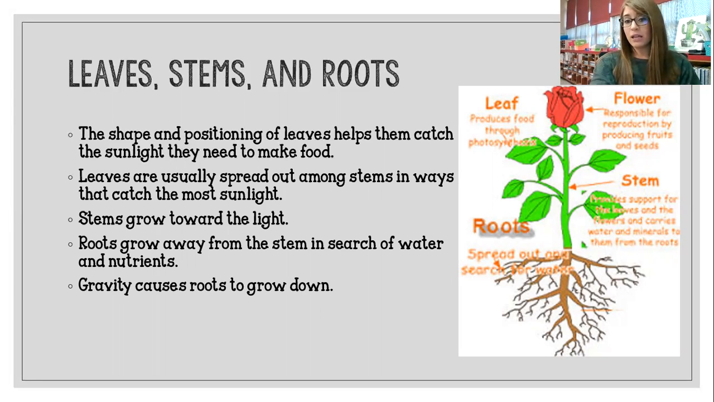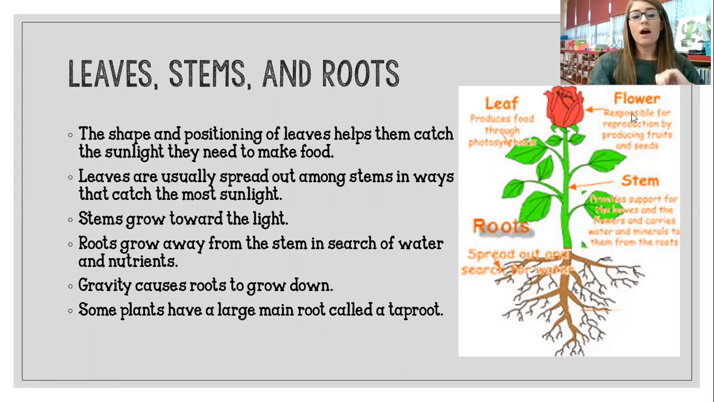All right, so we've got our leaves, which produce the food through photosynthesis. Our roots spread out and look for water and nutrients. The stem is what brings all of that water and nutrients up to the other parts of the plant. And then the flower is what helps create our seeds or fruit, depending on what kind of plant or flower it is. Some plants actually have a large main root called a taproot.